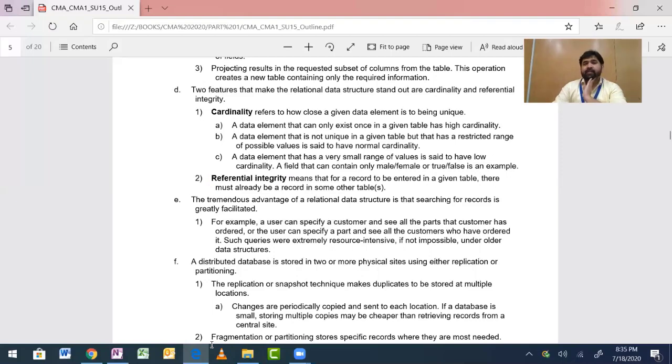The tremendous advantage of a relational data structure is that searching for a record is greatly facilitated. Okay, this is good because again these are all related to each other.